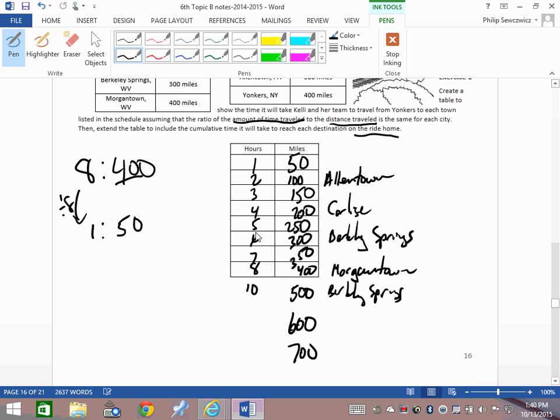But we can see here that I've changed the pattern. Now I'm going up by 2 hours. So that's why it's a 12. So again, you just can't go into autopilot mode. We've got to watch what we're doing here. So we got 800, and that's going to give me a total of my 16 hours. So that did extend the table to the cumulative ride.